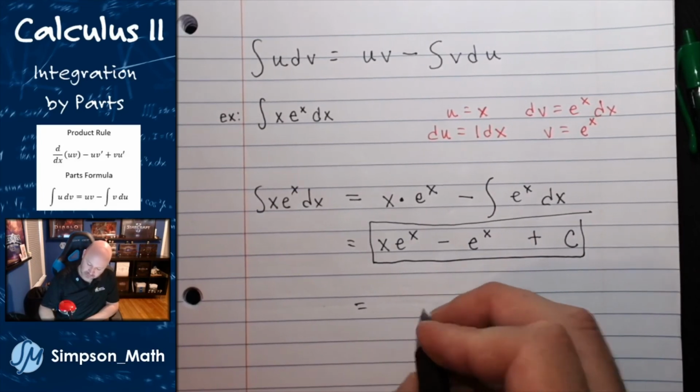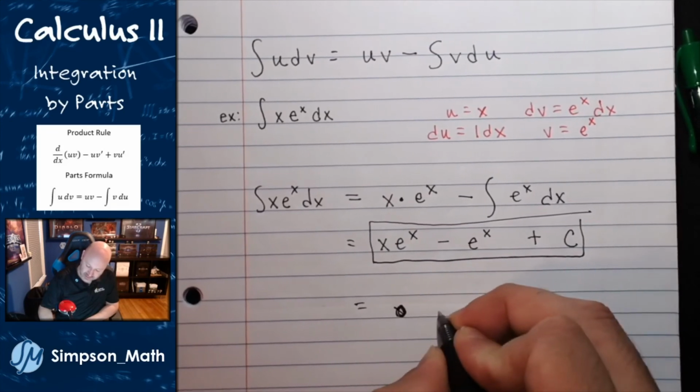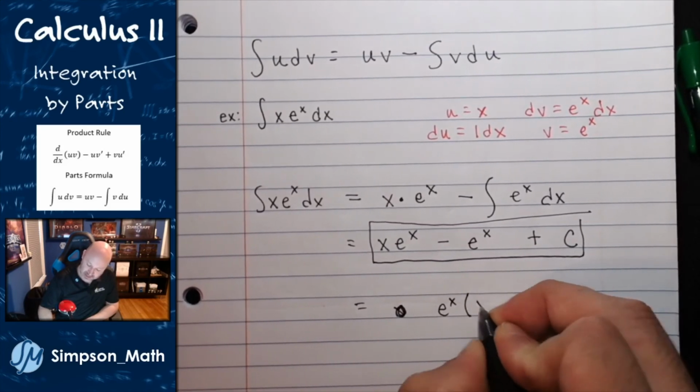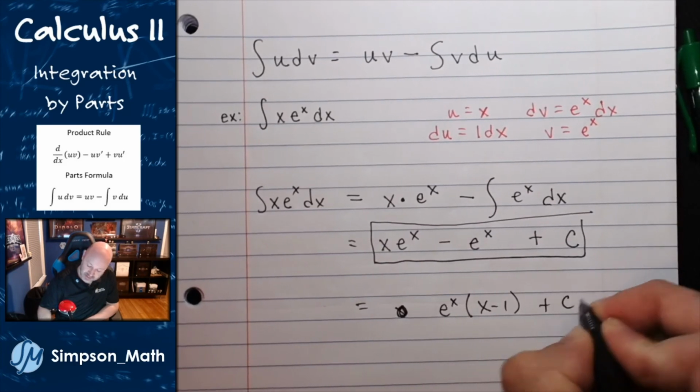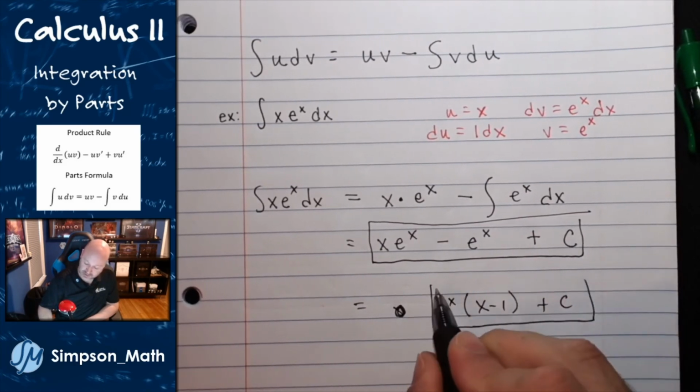I don't know if this is helpful or not, but technically we could say this is e to the x times (x minus 1) plus some constant. That's another good form of the answer.